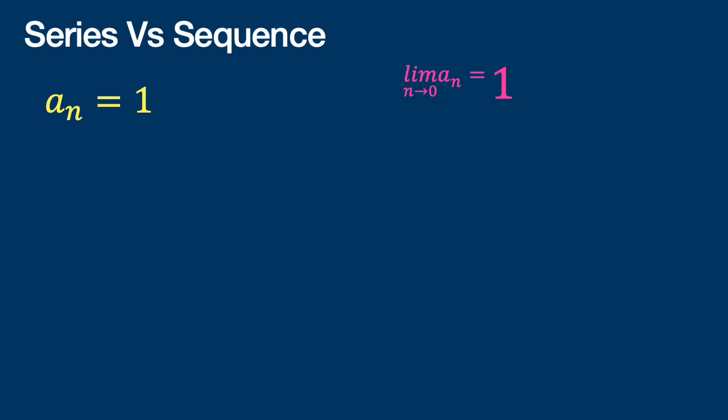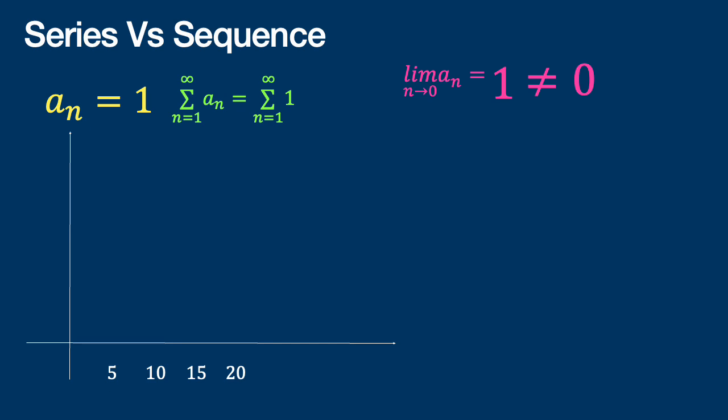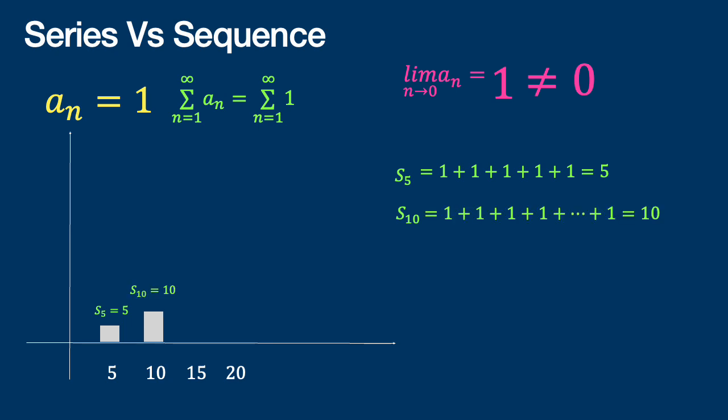Now, let's talk about series. The sum of all the terms of the sequence means the sum of 1, infinitely many times. What's going on? Let me visualize the partial sums first, guys. Here n equals 5, which means we add 5 terms. That's going to be 5. S_10 means you add 1 ten times. That's going to be 10.